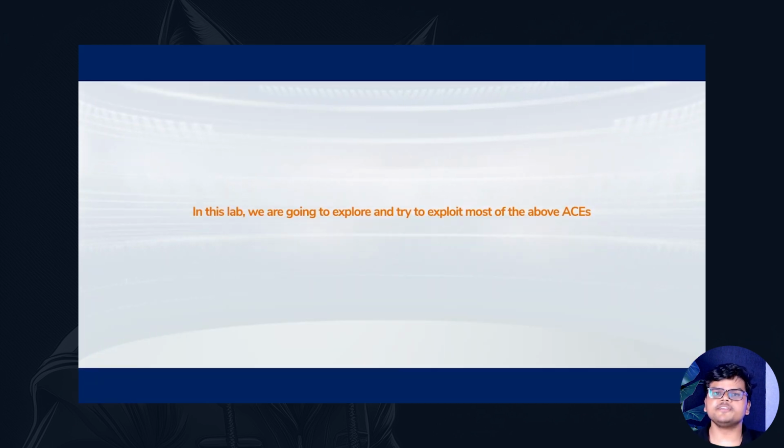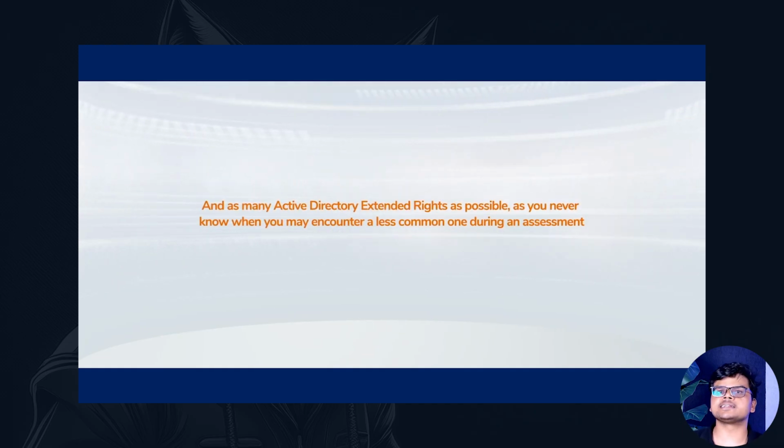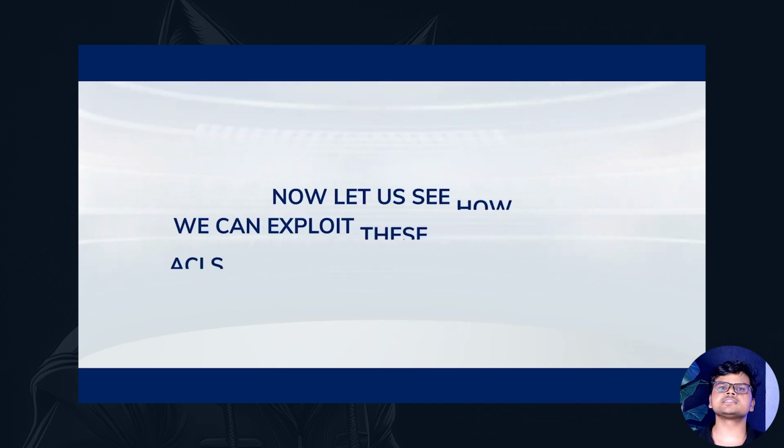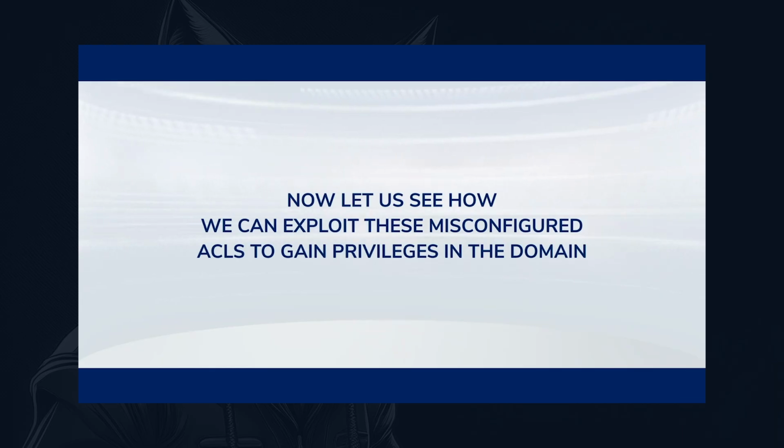In this lab, we are going to explore and try to exploit most of the above access control entries. It's worth familiarizing yourself with all the BloodHound edges and as many Active Directory extended rights as possible, as you never know when you may encounter a less common one during an assessment. Now let us see how we can exploit these misconfigured ACLs to gain privileges in the domain.